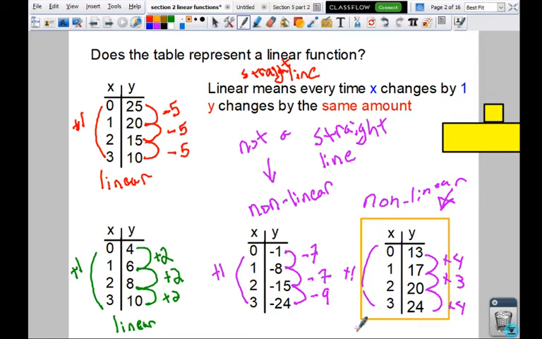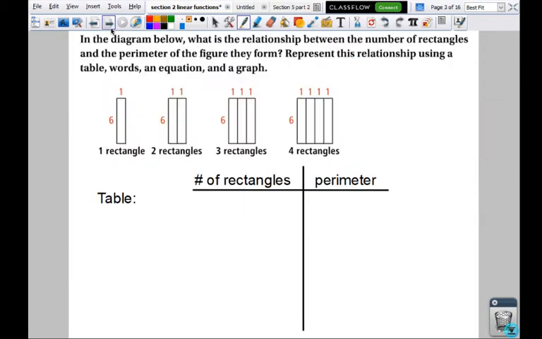Alright, so what we're going to do for the rest of the lesson is we are going to be looking at linear functions, or we're going to be looking at some lines. But we're going to end up making the lines ourselves. They look like story problems, but they're really not. So, in the diagram below, what is the relationship between the number of rectangles and the perimeter of the figure they form? We're going to represent this relationship using a table.